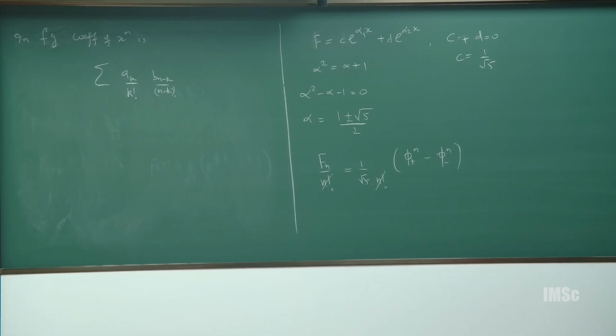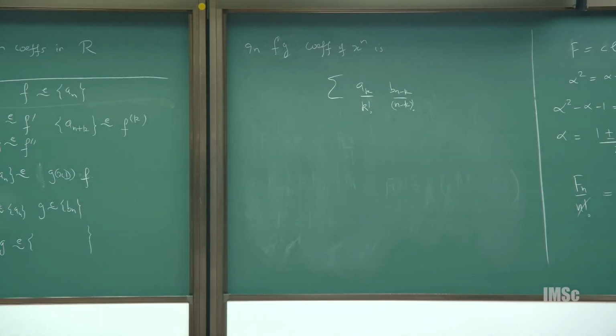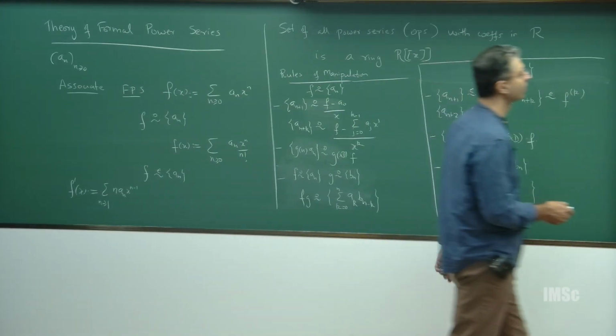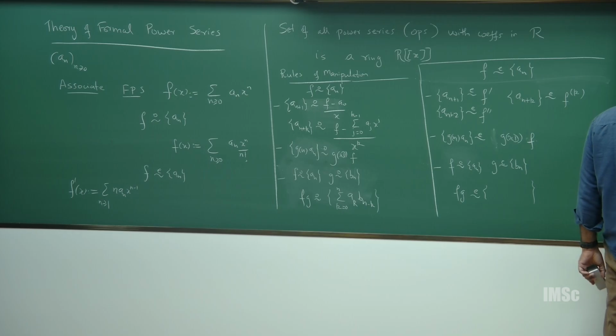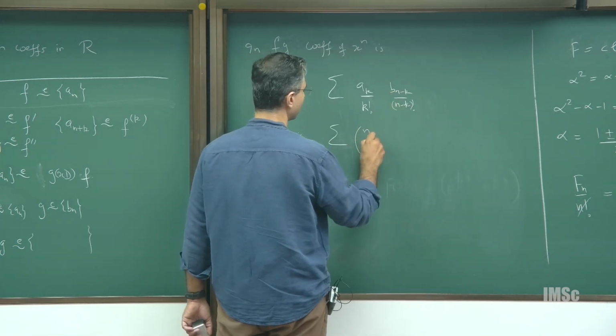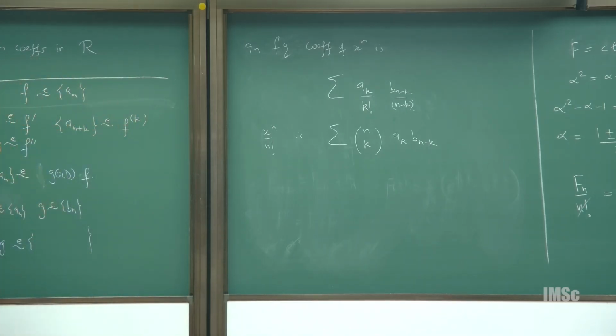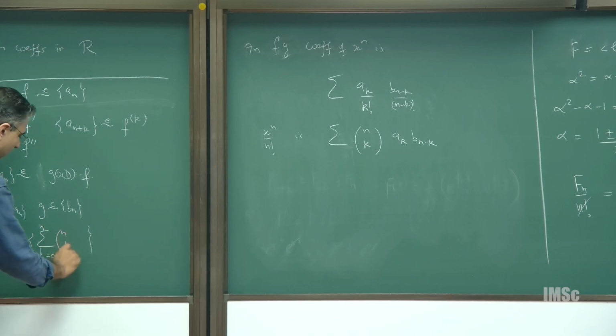I mean just by the product rule. Treat this as the coefficient a n by n factorial. So you will get a k by k factorial convolved with b n minus k by n minus k factorial, but that is the coefficient of x raised to n. In the exponential power series, we are not interested in the coefficient of x raised to n, we are interested in x raised to n by n factorial. So if you multiply and divide by n factorial, what will you get? The coefficient of x raised to n by n factorial is, you multiply by n factorial, you get n choose k. Okay. So this is the exponential power series with this convolution.